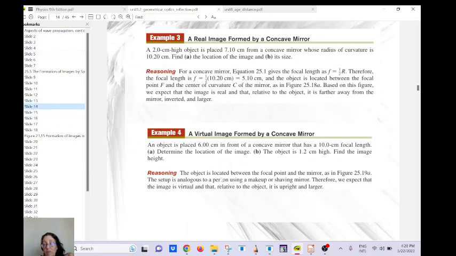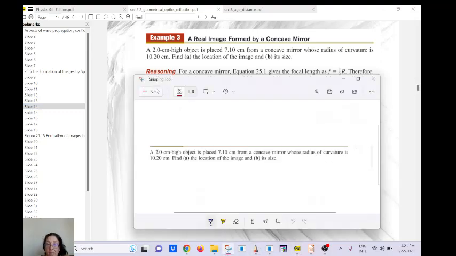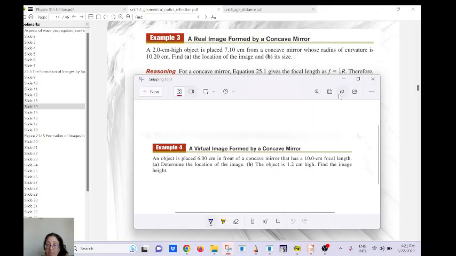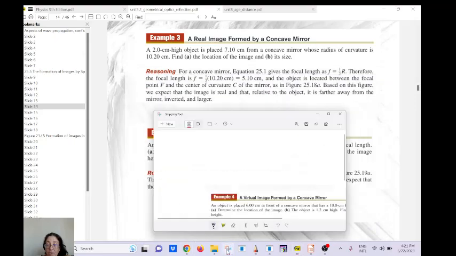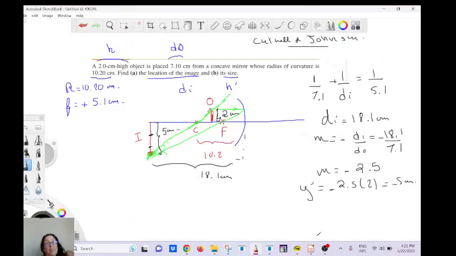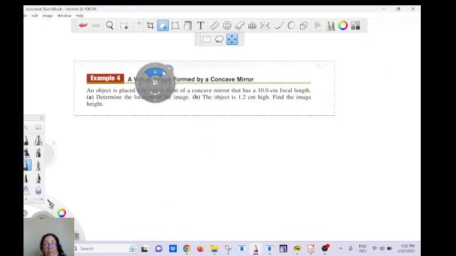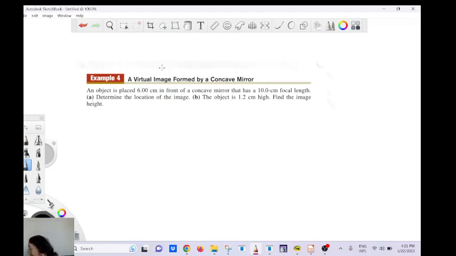So let's try to do this one. It's a virtual image by a concave mirror, so it's like a magnifying glass. It works like a magnifying glass because it works like a converging lens. So you have your optic axis here, and now you have your mirror. You still have your focal point here, and you have your C here.